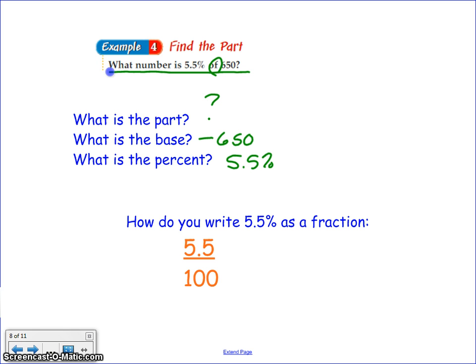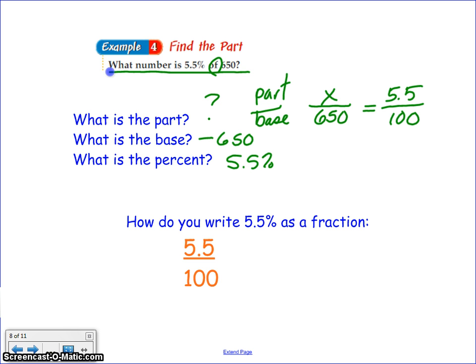So now, let's see if we can solve this. We have 5.5 over 100 equals our part, remember, over our base. And our base is 650. And our part is what we don't know, so it's going to be x. We'll cross multiply: 100 times x equals 5.5 times 650. And then we multiply 5.5 times 650, and we get 3575.